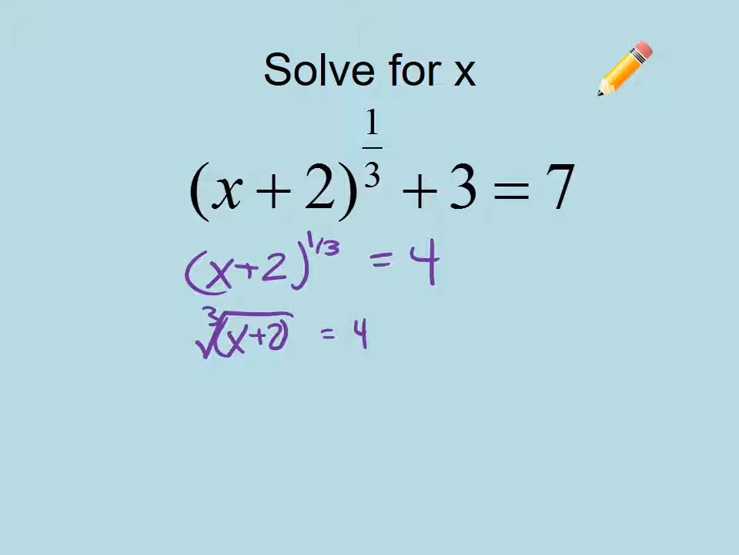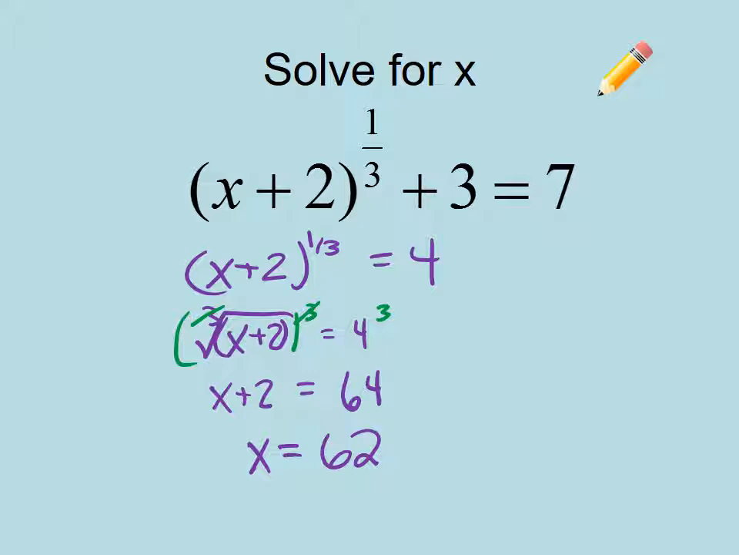The opposite of cube rooting is cubing, which on the left side leaves me with an x plus 2, and on the right side brings me to 64. Subtract 2 from both sides, and we arrive at 62.